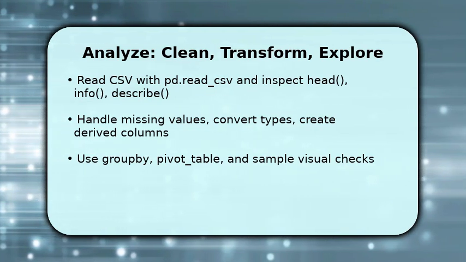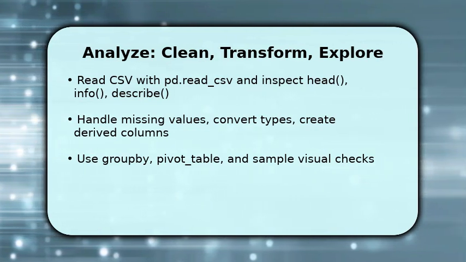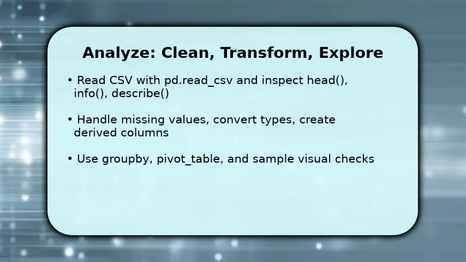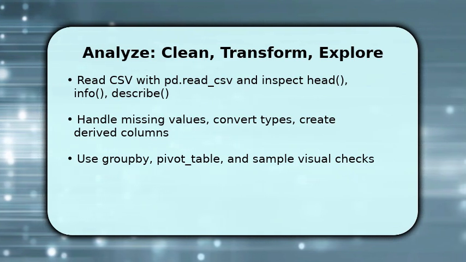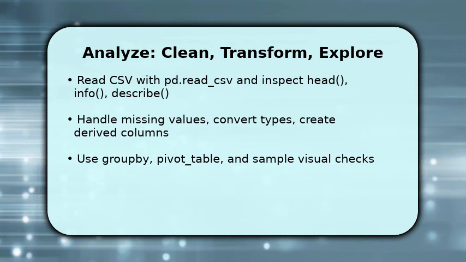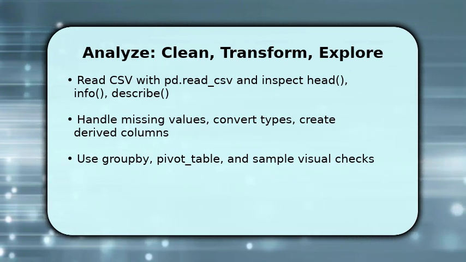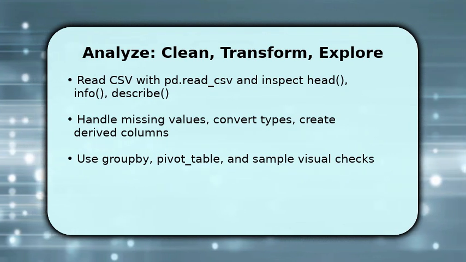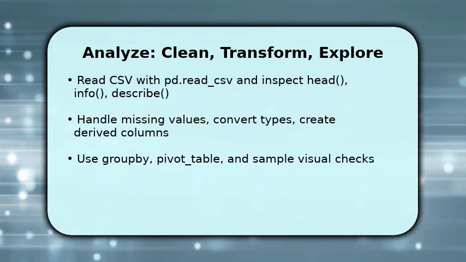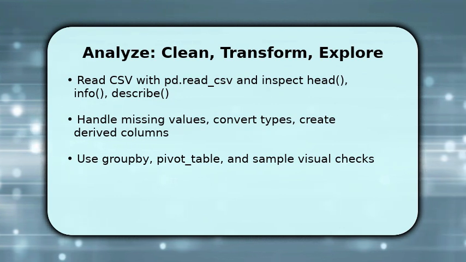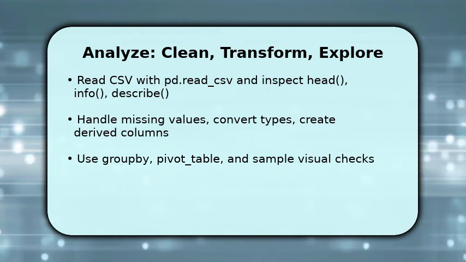Read CSVs with pd.read_csv, then run df.head(), df.info(), df.describe() to spot issues. If you find missing values, decide to drop, fill, or flag them, convert columns to correct dtypes, and create derived columns for analysis. Once transformed, use df.groupby or pivot_table to summarize, and plot quick charts to validate patterns. This helps you catch logic errors early and guides deeper analysis choices.